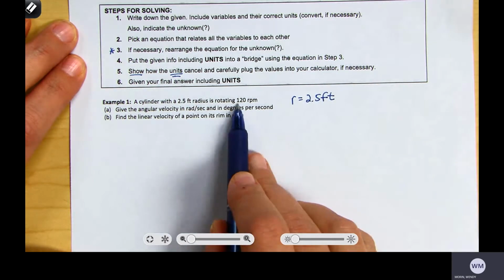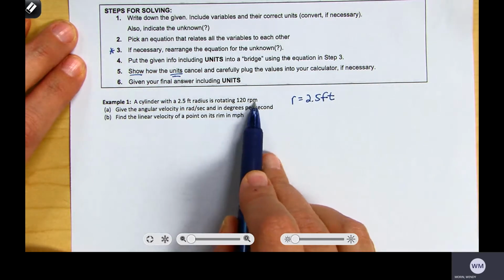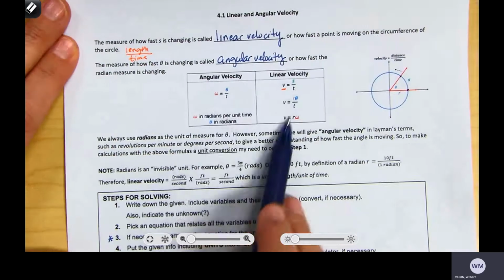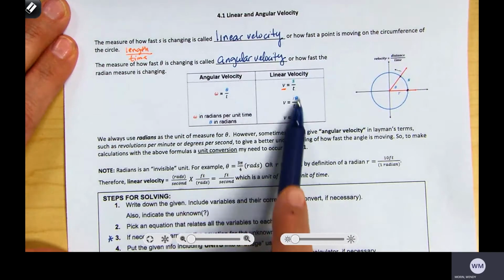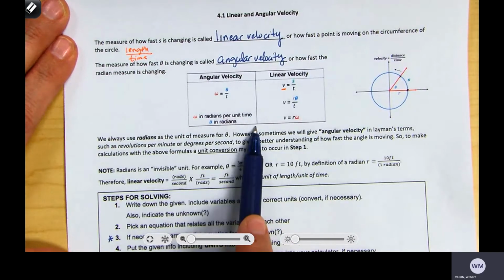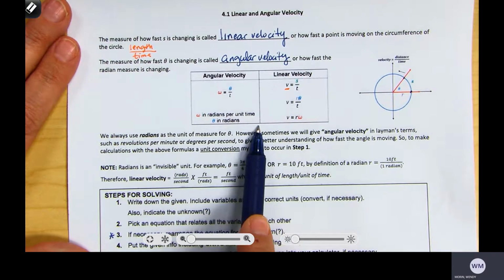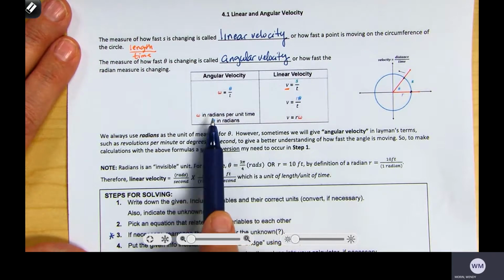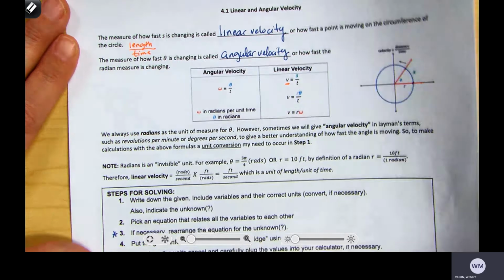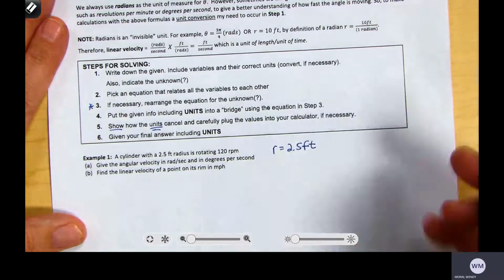Now, 120 revolutions per minute. What variable is revolutions per minute? Well, none of them are revolutions per minute. None of them are rotations per minute. However, they are trying to give us the angular velocity. So that's where the unit conversion has to take place.